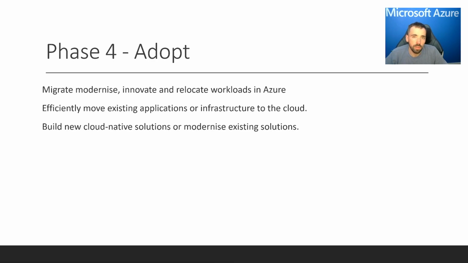The next phase is adopt, and this phase is about migrating, modernizing, innovating, and relocating workloads in Azure. So going back to the plan phase, phase 2, where we defined a plan for how we were going to rehost, refactor, re-architect, rebuild, or replace our applications. This is the phase where we take action to complete that work. It provides guidance on efficiently moving our applications or infrastructure to the cloud and building new cloud-native solutions or modernising existing solutions.